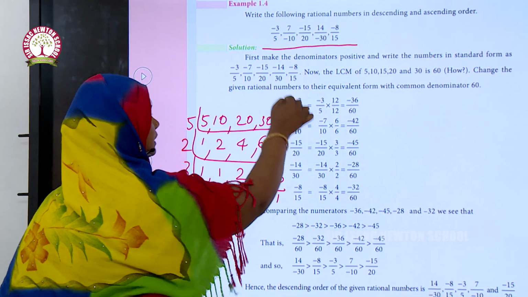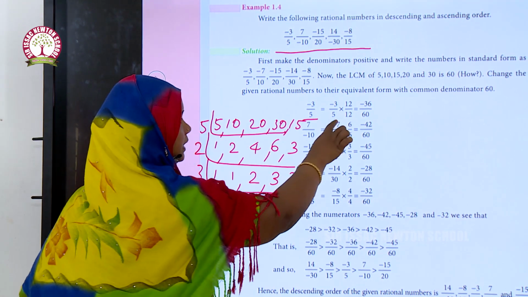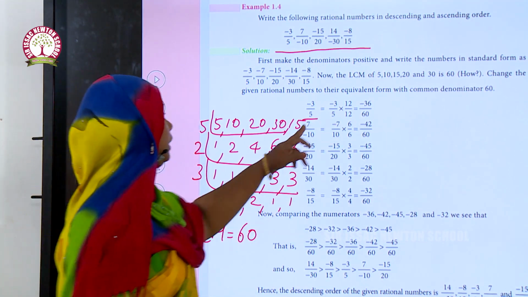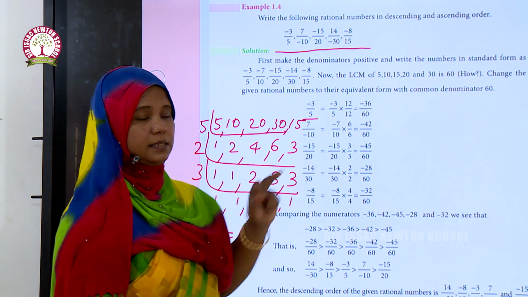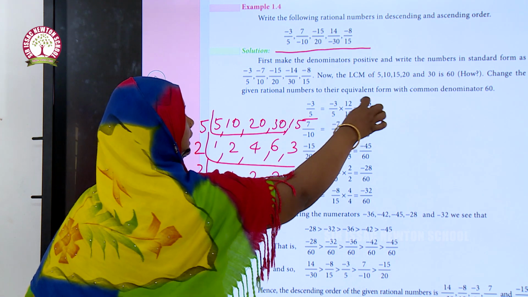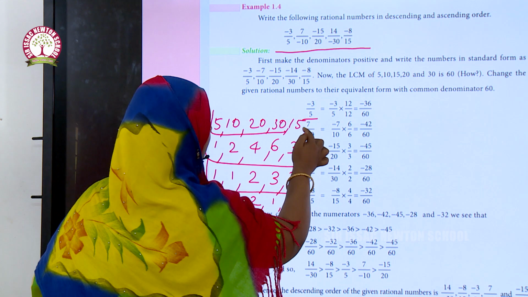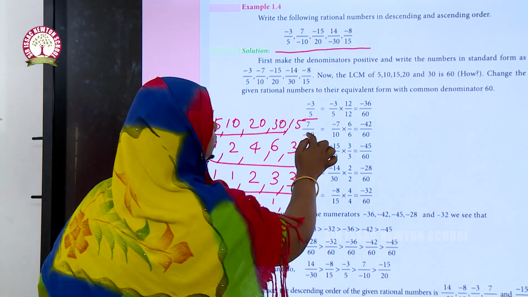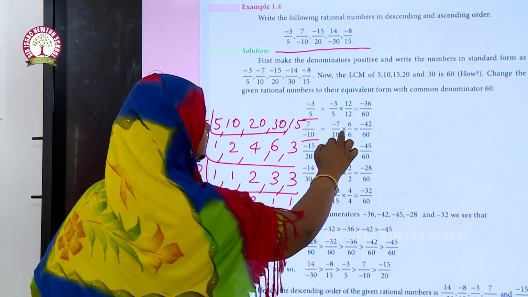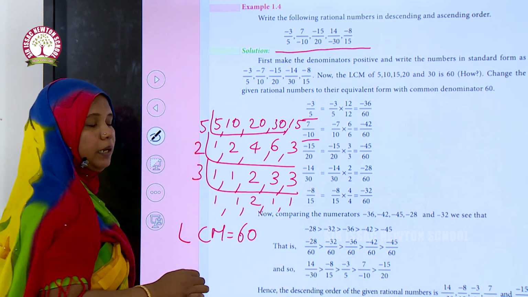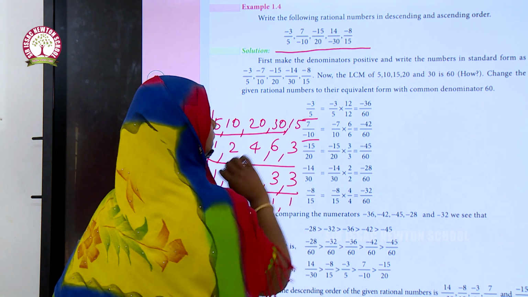First take the first rational number, minus 3 by 5. To make this 5 as 60, multiply by 12. So minus 3 into 12 is minus 36, 5 into 12 is 60. Our first value is minus 36 by 60. The next, 7 by minus 10: to make minus 10 to 60, multiply by 6, so 7 also gets multiplied by 6. 7 into 6 is 42, so minus 42 by 60.